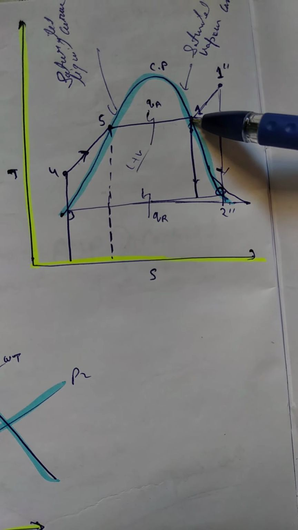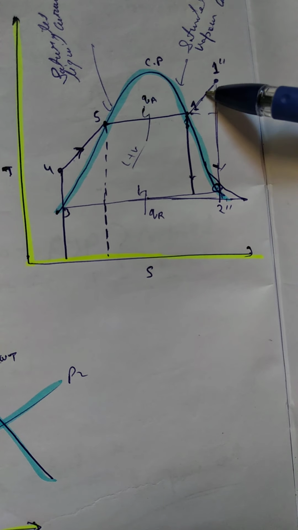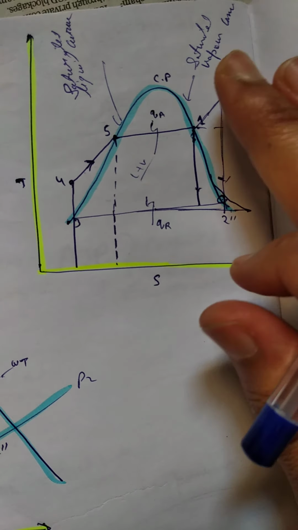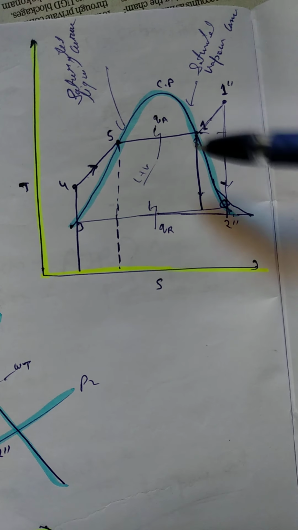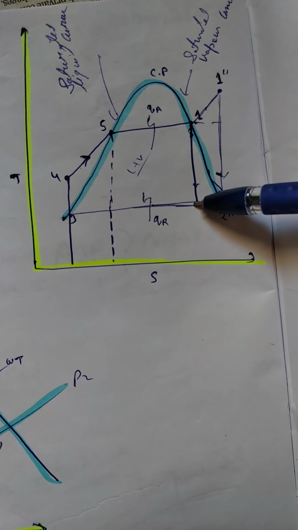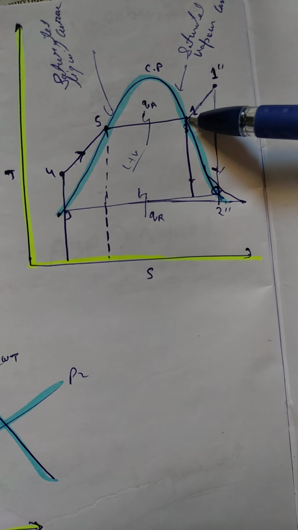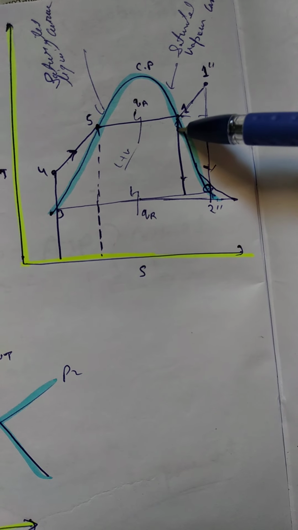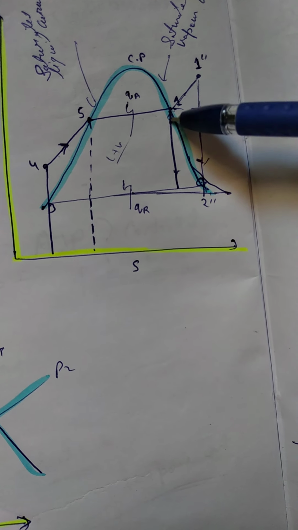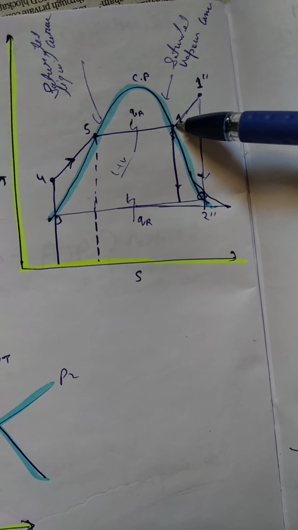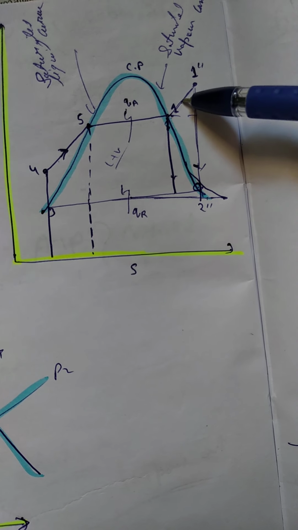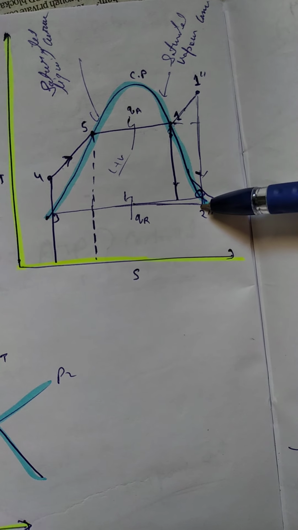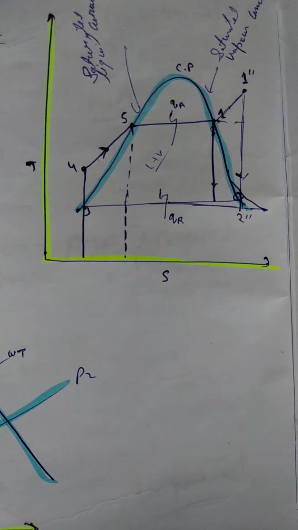As this one is a modified Rankine cycle, that's why the superheat process is there. If it is not a modified Rankine cycle, then the process will stop here only, at this saturated vapor line, and then the work done by the turbine takes place. But this one is superheated to do more work so that more output can be achieved, so we have used the modified Rankine cycle.